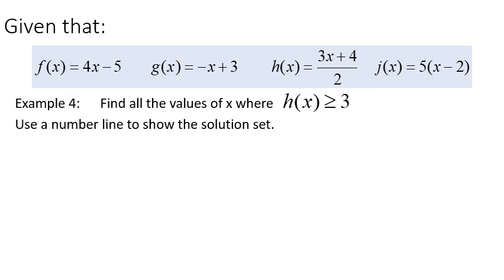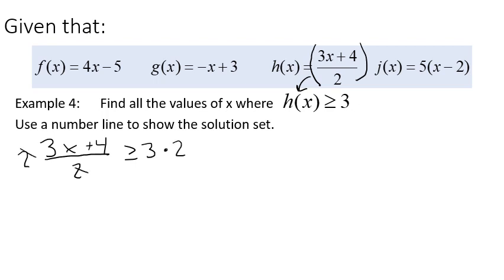Example 4. Find all values of x where h of x is greater than 3, where h of x is (3x plus 4) all over 2, which is greater than 3. Again, I'm replacing h with its function rule and solving for x. Well, to undo a quotient, I'm going to multiply both sides by 2 times 2. Now that's gone.